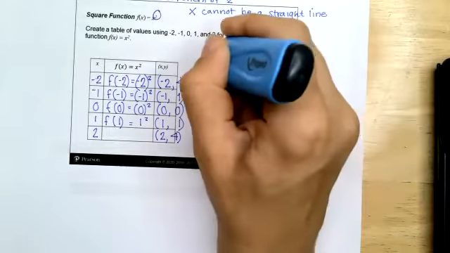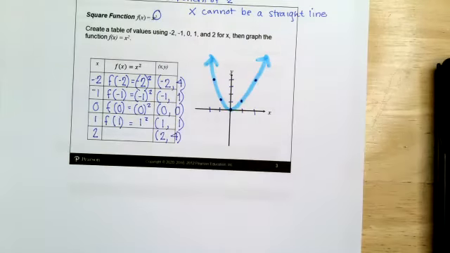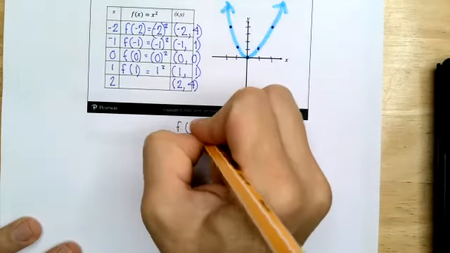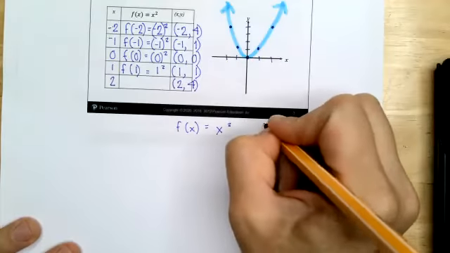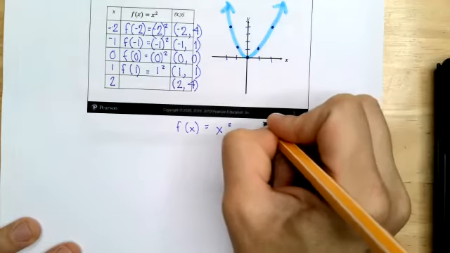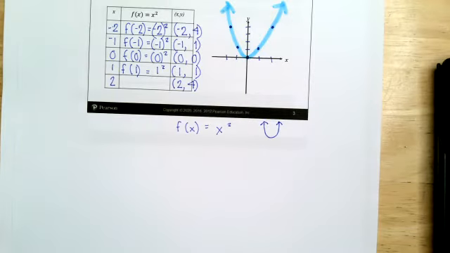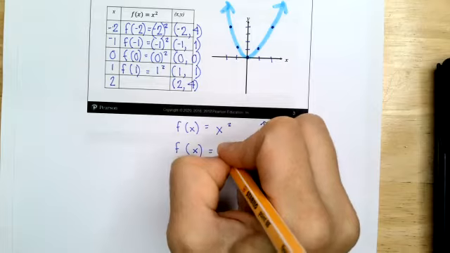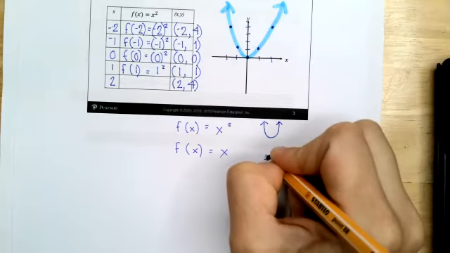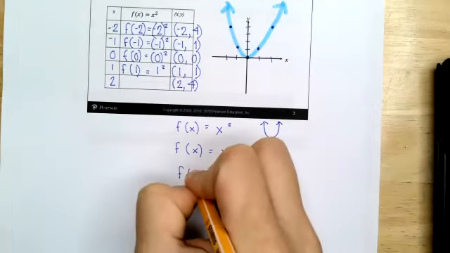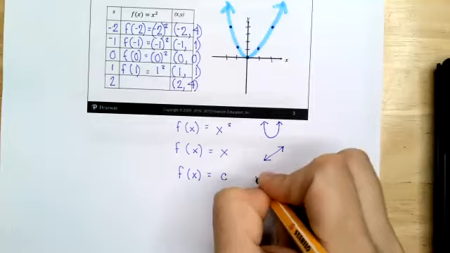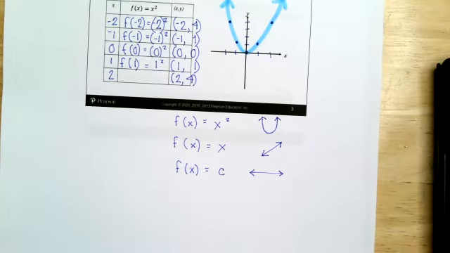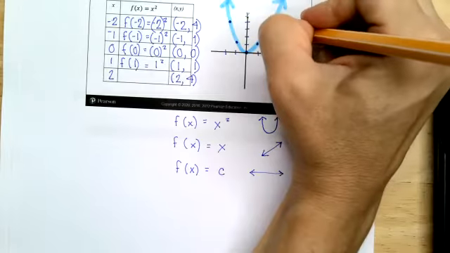So the takeaway right here is the graph of x squared looks like this. So we're just talking about the parent functions, okay? The graph of x looks like this. The graph of a constant number looks like this. This is called a parabola.